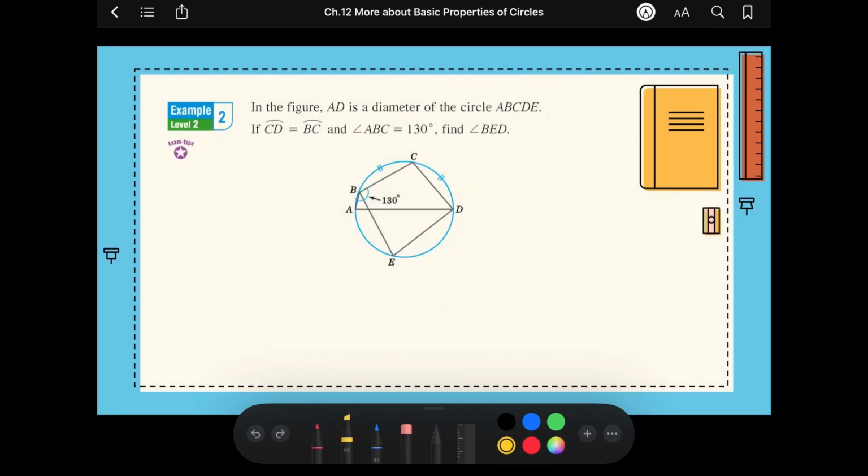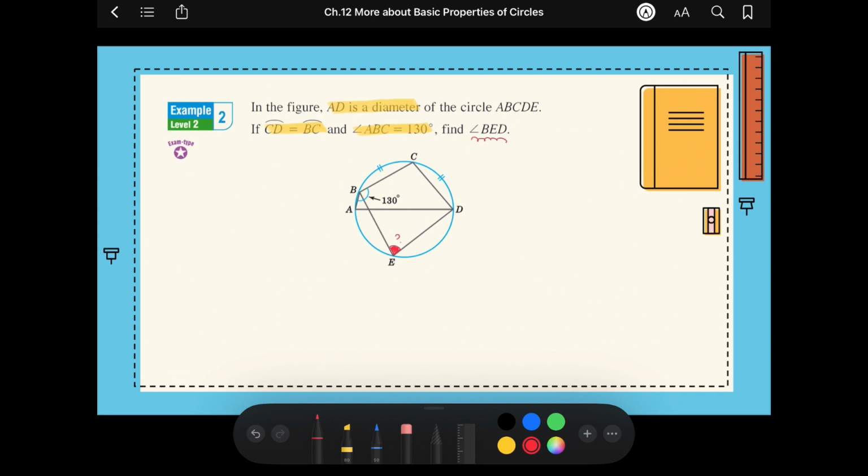The second example. In this figure, AD is the diameter of the circle. If arc CD is equal to arc BC and angle ABC is equal to 130 degrees, they want you to find the angle BED. Let's look at where angle BED is. This is your angle BED. Always look at what they want you to find and start from there. We're always doing backward thinking here.